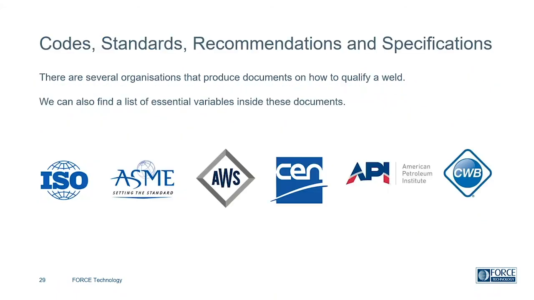And the tricky thing now is, okay, how do we know what's an essential variable? Some codes will have another terminology for it. But the idea of an essential variable is the same from a standard. So the codes and standards, recommendations and specifications, they will tell us, if you change this, you need to requalify. So the important thing there is that these essential variables, or as ASME calls them, non-essential variables, if you change them, the danger is we have to requalify our welding procedures.